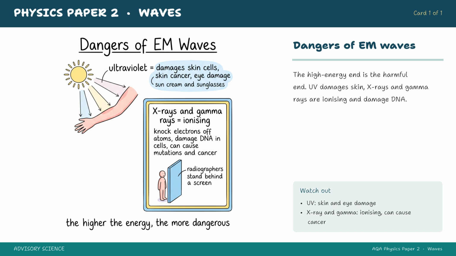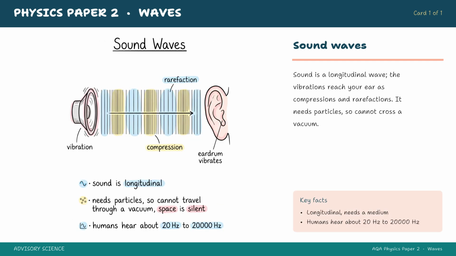Sound waves. Sound is a longitudinal wave made by something vibrating. The vibrations pass through the air as compressions and rarefactions until they reach your ear and make your eardrum vibrate. And your brain reads that as a sound. Because sound needs particles, it can't travel through a vacuum. So space is silent. Humans hear roughly 20 Hz up to 20,000 Hz, and that range shrinks as you age.